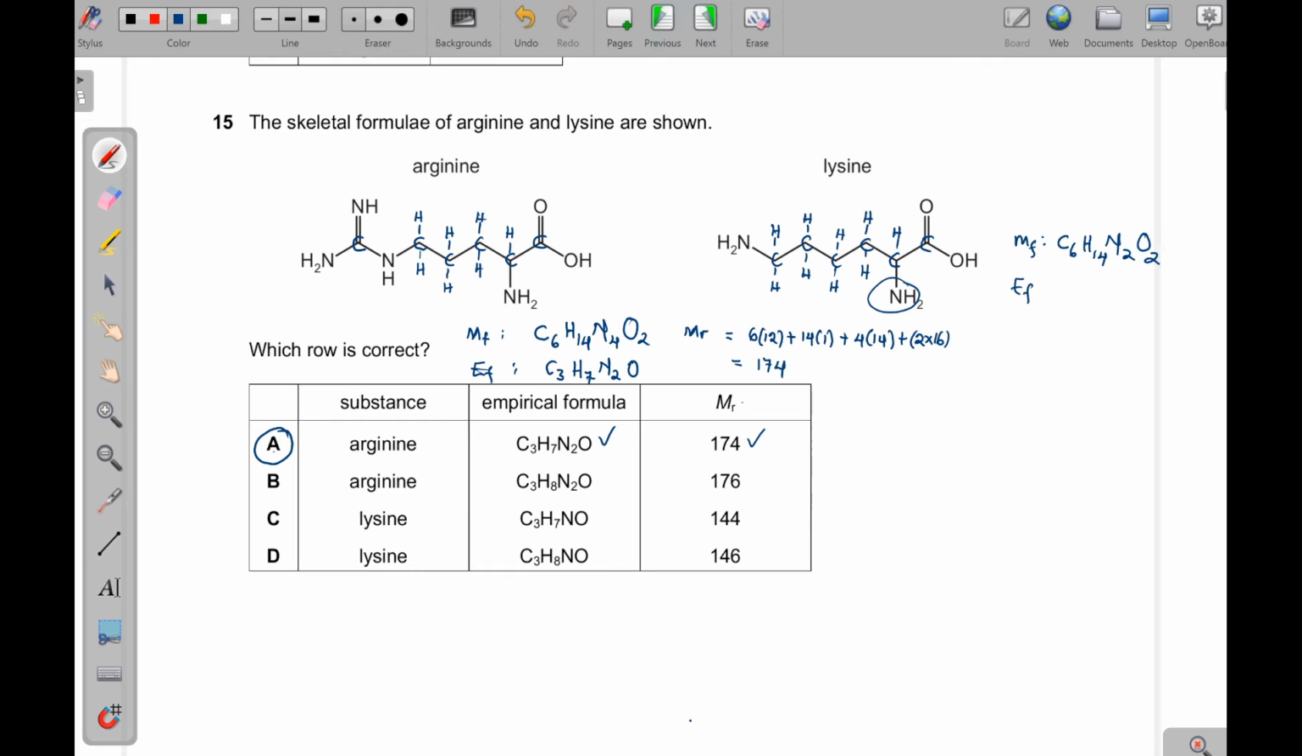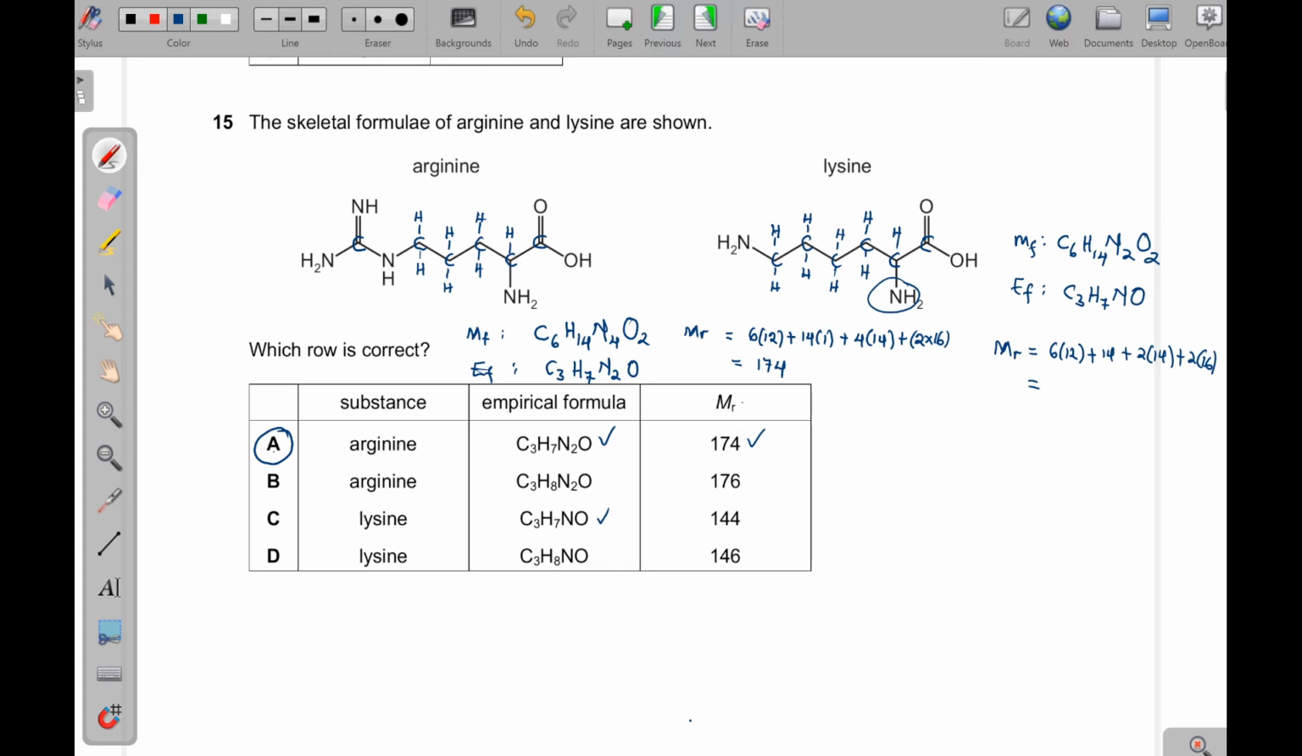Then that means the empirical formula is going to be divide all through by 2. You have C3, then H7, and then N, and then also O, something like that. Don't you think it is this one here? That one is correct. But let us look at the molecular mass. Relative molecular mass, 6 times 12, that is a 72. Then plus 14 times 1, then plus 2 times 14, then plus 2 times 16. So altogether, what does this one give us?